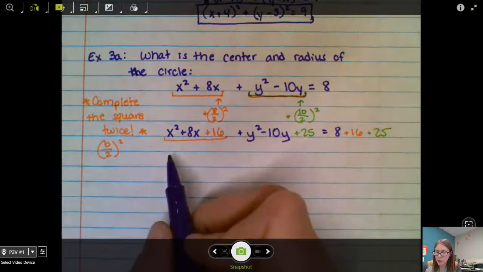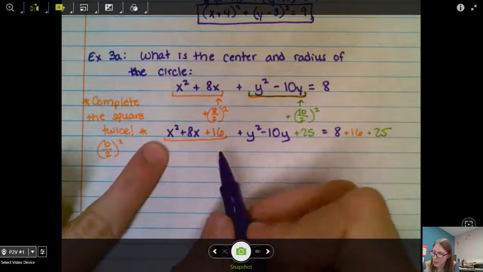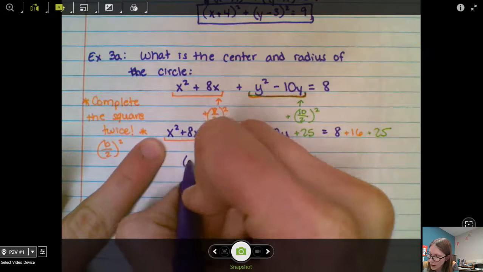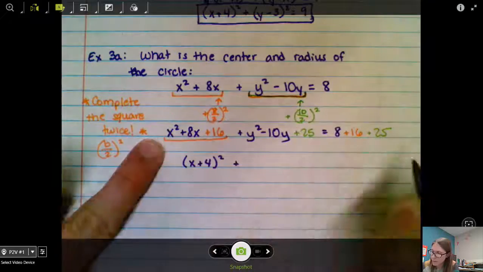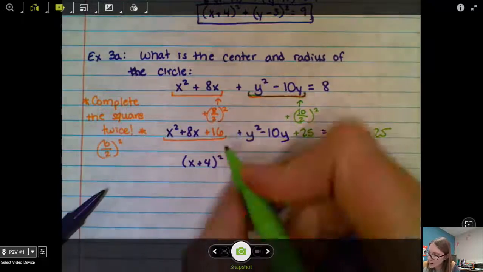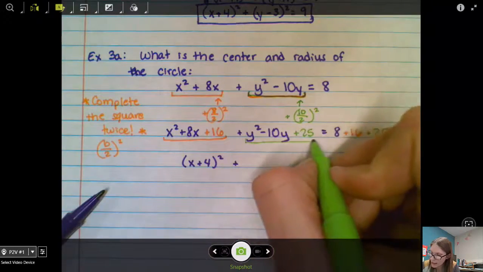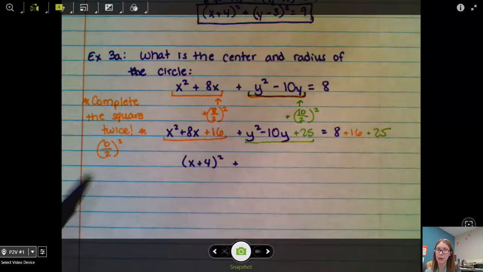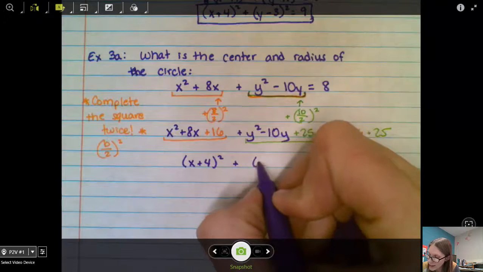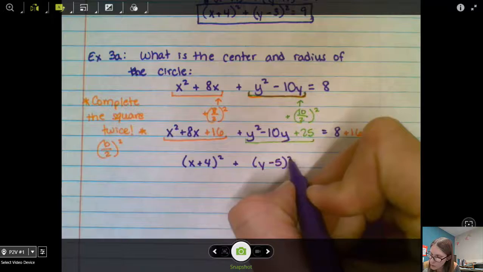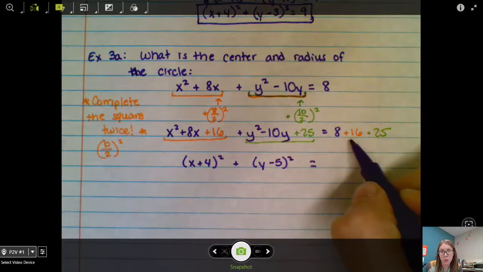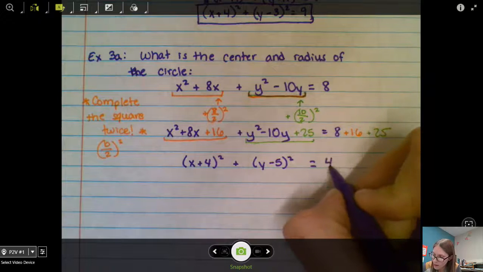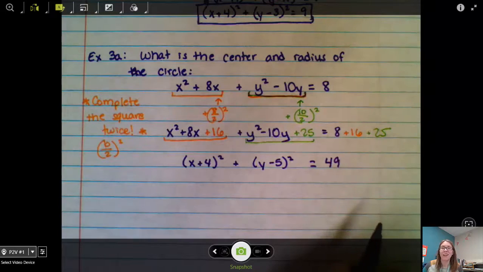Now that we completed our square though, x squared plus 8x plus 16, we can write as x plus 4 squared. If you look at our y's, this y squared minus 10y plus 25 that we had, we can write as y minus 5 squared. And that equals 8 plus 16 is 24, plus 25 is 49. So that's how that worked.